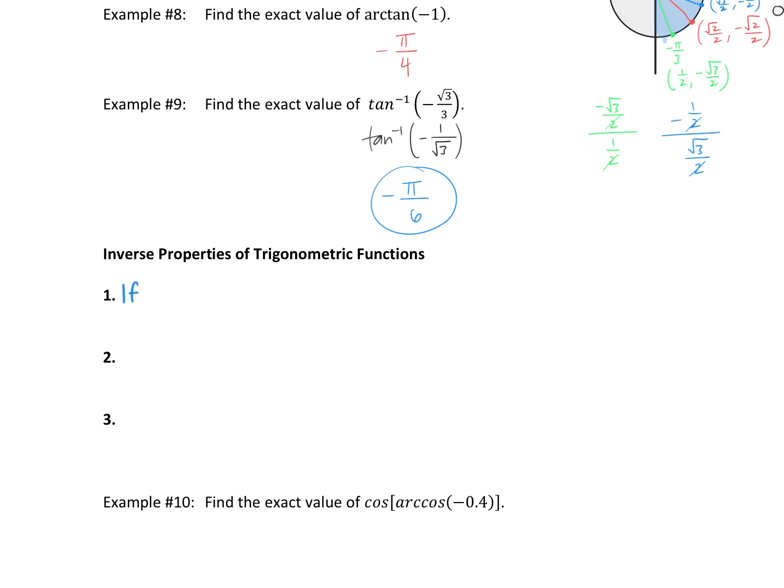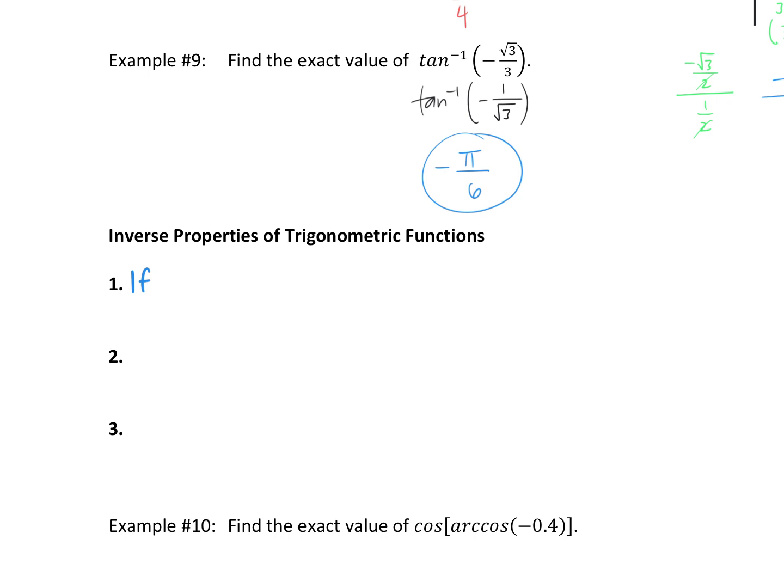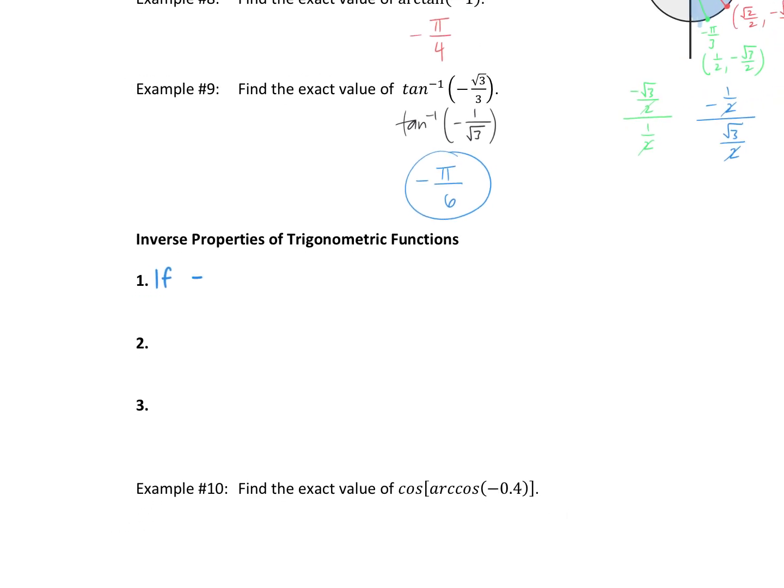If we have from -1 to 1 for my x values, and from negative pi over 2 to pi over 2 for my y values, then if I took the sine of the arc sine of something, I would end up with that something on the inside, because the sine and the arc sine would cancel each other out.